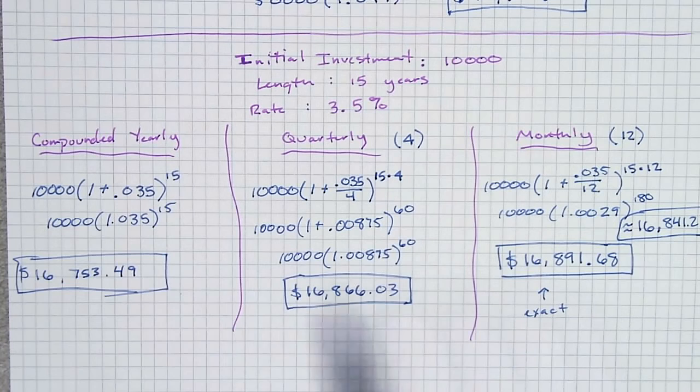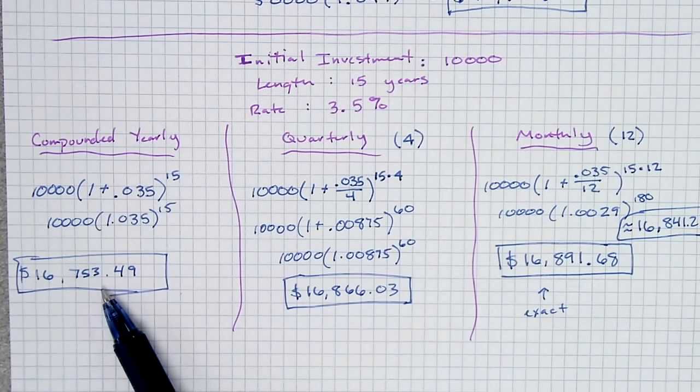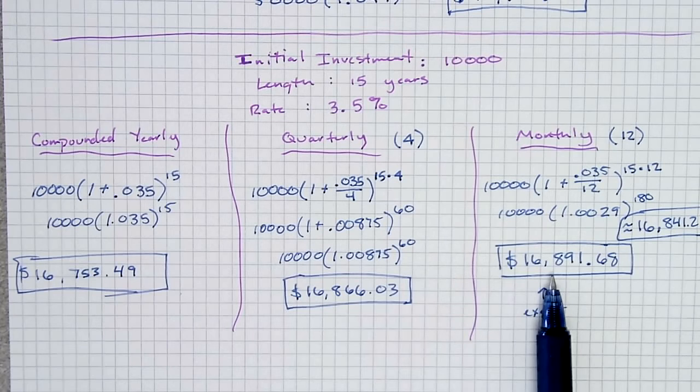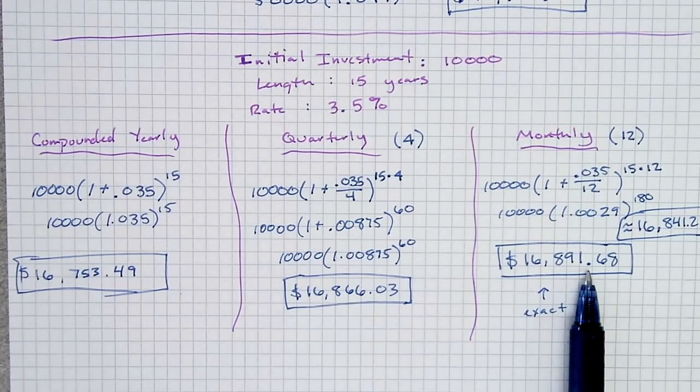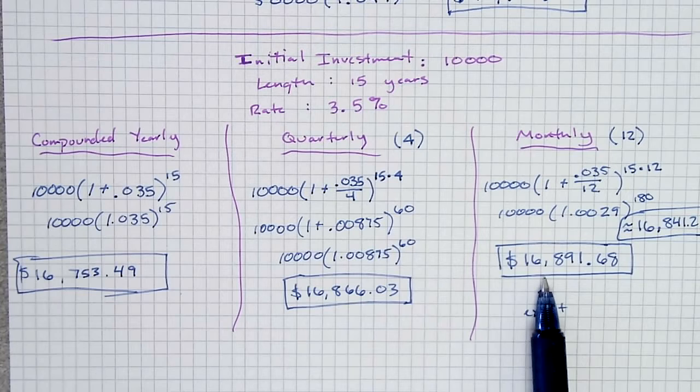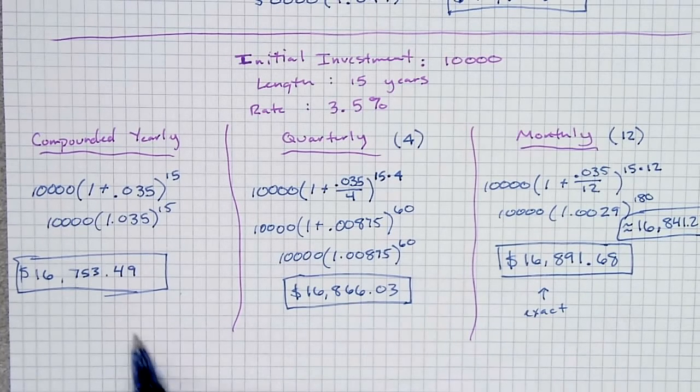Okay, so notice they're all very similar, right? 16,753, 16,866, 16,859, 16,891. You got these three, they're all pretty close. If you got one answer that was way off, you should recognize that it is a little bit different.